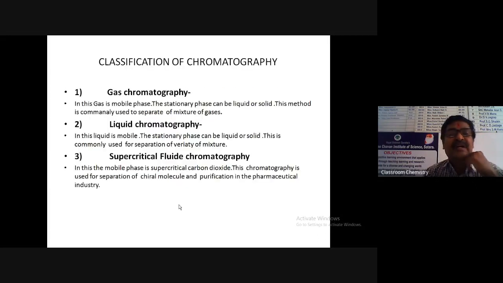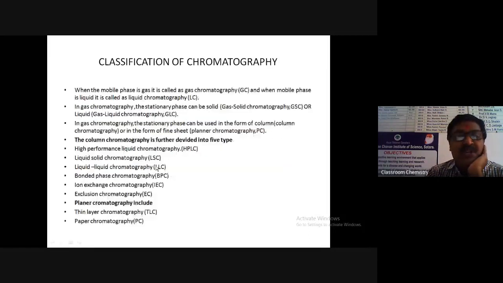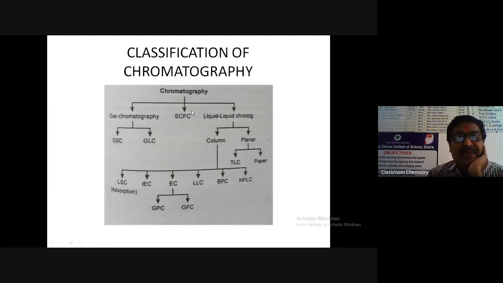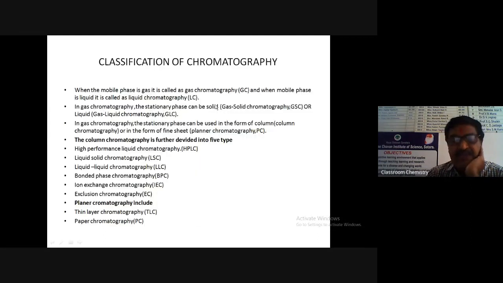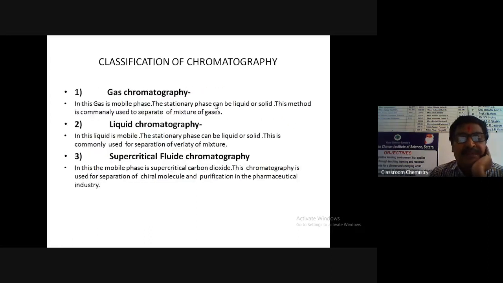So, classification of chromatography, again we will see the first one is gas chromatography, second one is liquid, and third one is supercritical chromatography. We will see supercritical fluid chromatography.